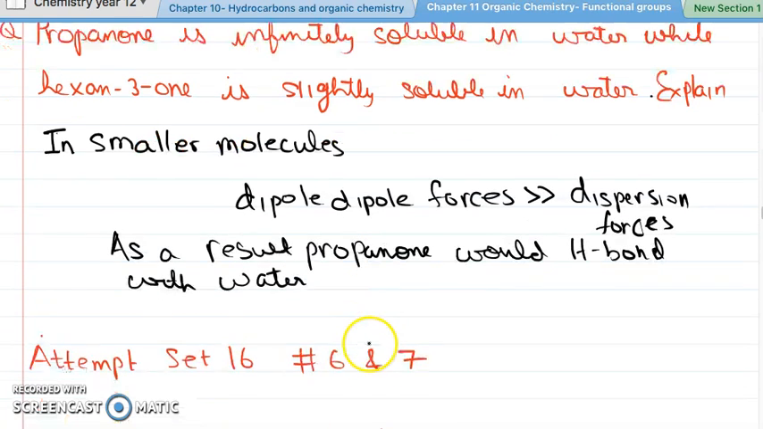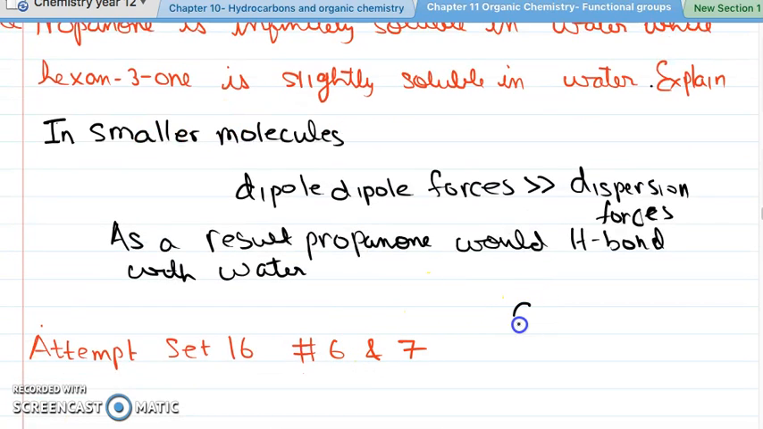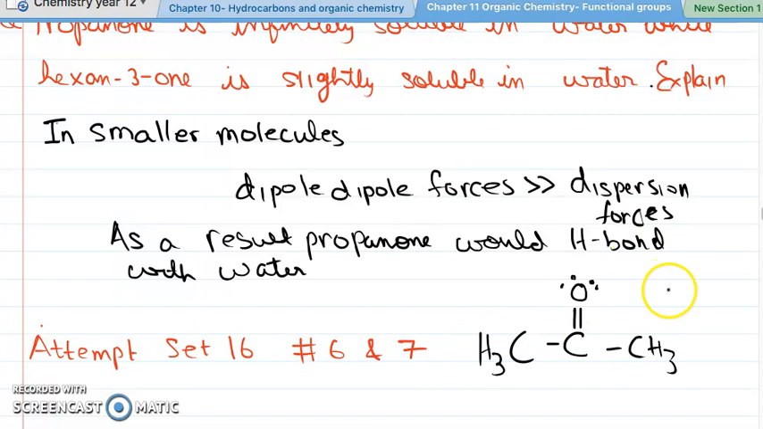Let's illustrate this with a diagram. Let's just draw it somewhere else. So think of it in this way. You have C double bond O, and a carbon here, CH3, and a carbon here, CH3. And you have a water molecule in the vicinity.